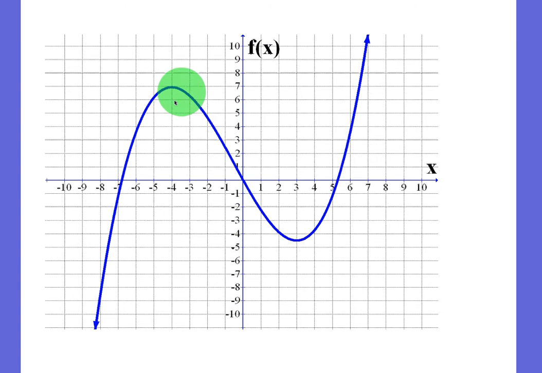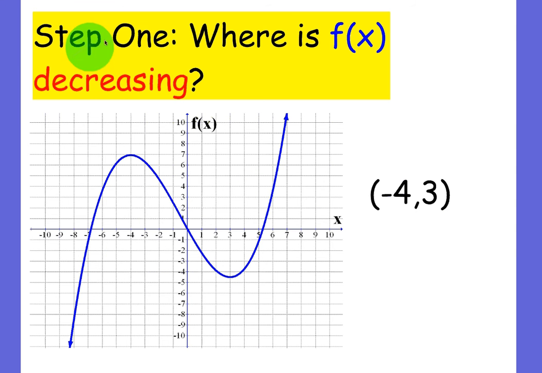It increases from negative infinity to negative 4, decreases from negative 4 to, looks like 3, and then increases from 3 to infinity. It is concave down up until somewhere around here, and then changes to concave up. So we have an inflection point somewhere right here around the middle. The first question I'm going to ask is, where is f of x decreasing? And as I noted before, it goes down from x equals negative 4 to x equals 3. Okay, so here is its decreasing interval.